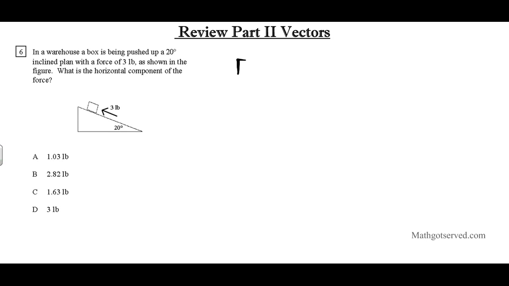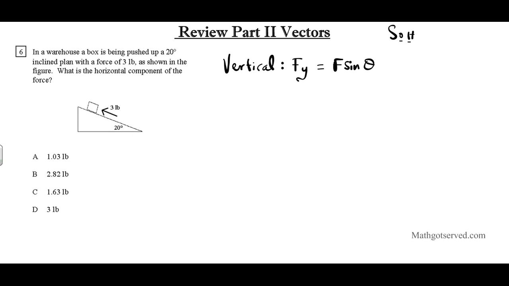Let's write down some formulas. We have 2 components, the vertical and the horizontal. The vertical component is a component that's opposite the angle, and you remember in SOHCAHTOA, the one that relates the opposite and the hypotenuse is sine. So the vertical component, I'm going to call it f of y, is basically f sine theta.